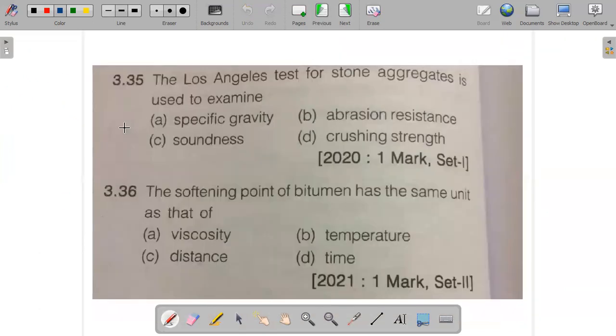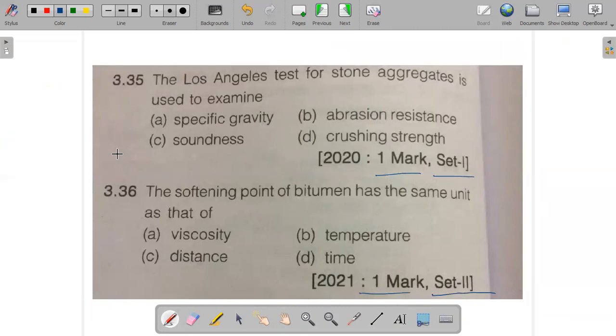Let's move forward to our next question. This question is from GATE 2022 of 1 mark, which was asked in Set 1, and another question from GATE 2021 which is also 1 mark, asked in Set 2. Both of these questions are from the theoretical portion.